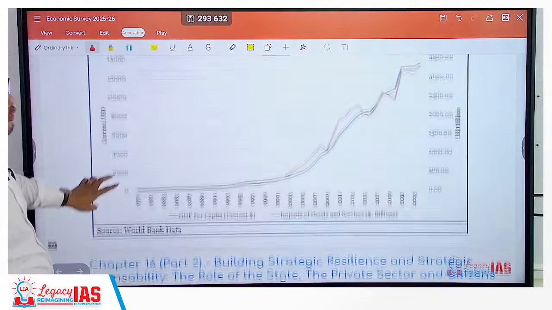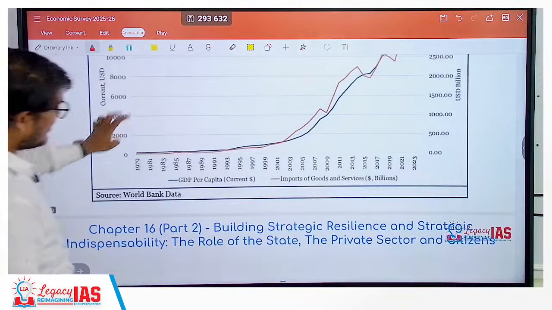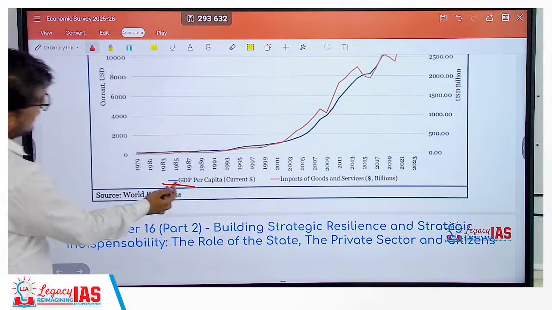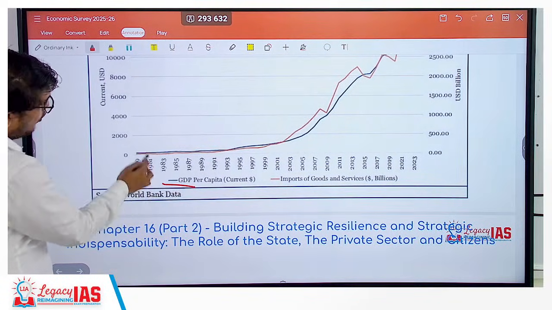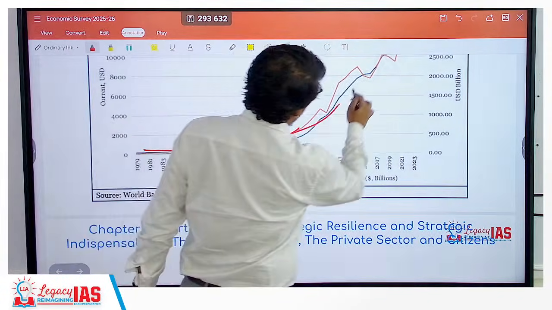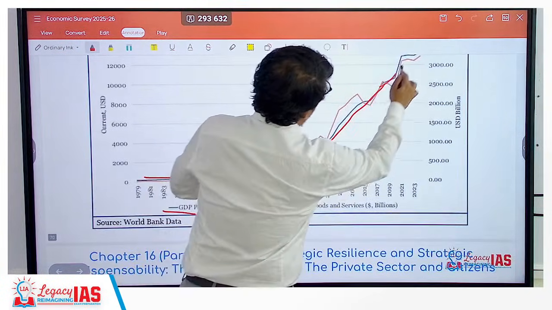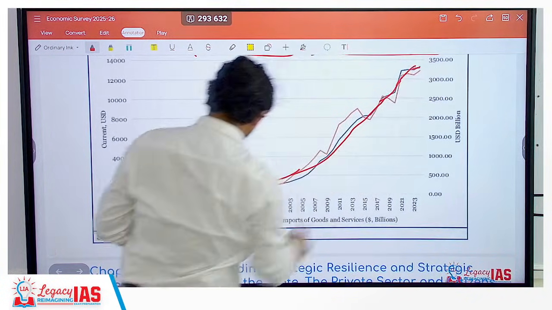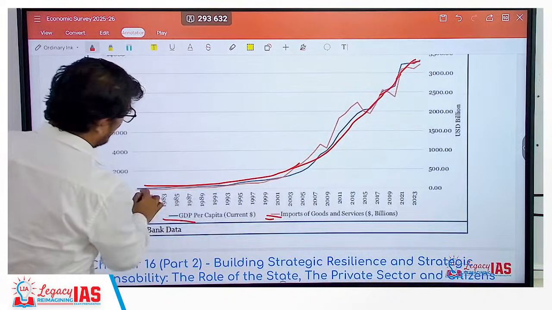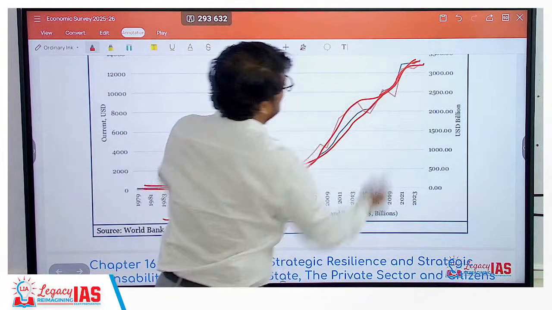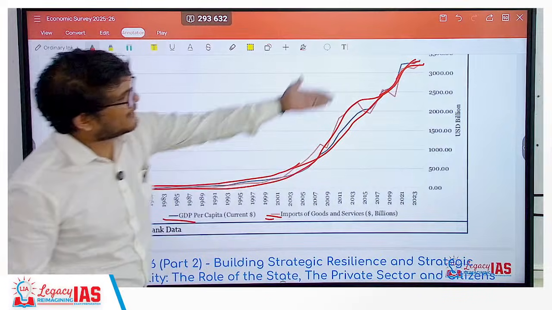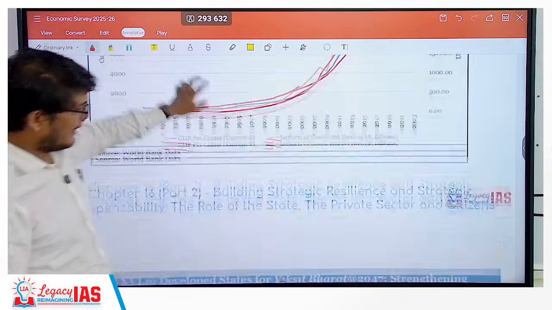And this is the story of China, wherein you can see this is the GDP per capita in green, or you can say blue. So this has increased, right? And when it has increased, along with it, what has increased? Imports have also increased. So import increasing is not a bad thing because per capita income is also increasing.